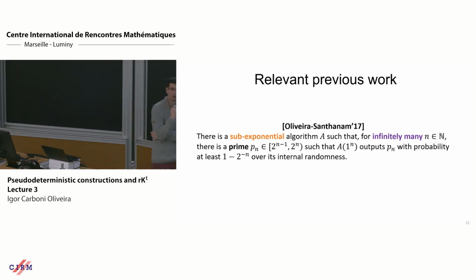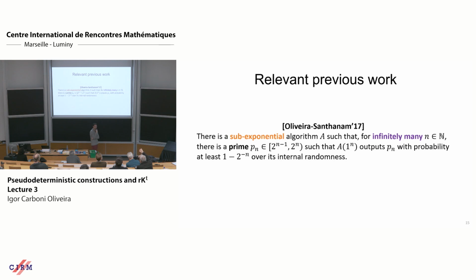The density of good input lengths, will it be better or worse than this? Yeah, the gap between the good input lengths is better in this result. It's polynomial. And in the one that I will present today, which is the polynomial time algorithm, the gap can be exponential. More questions?